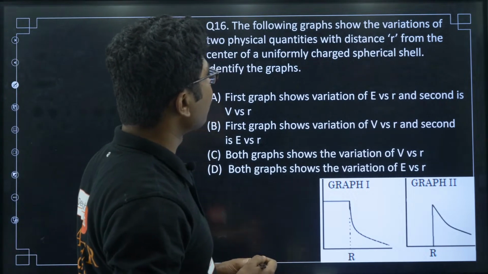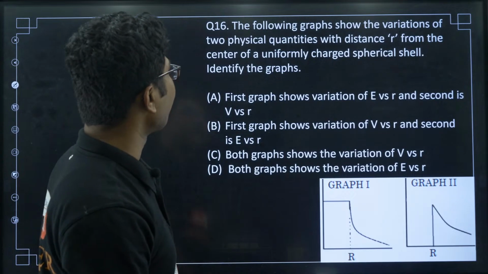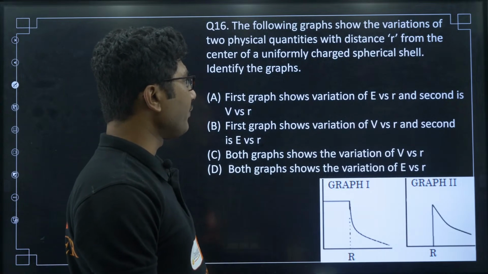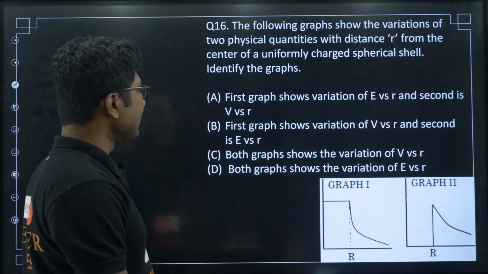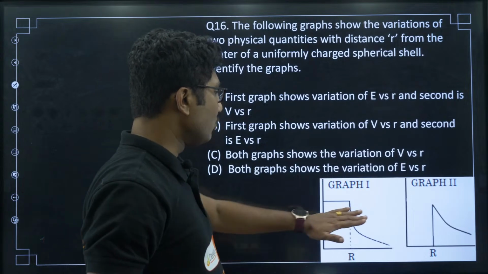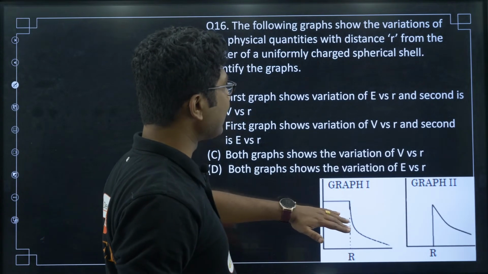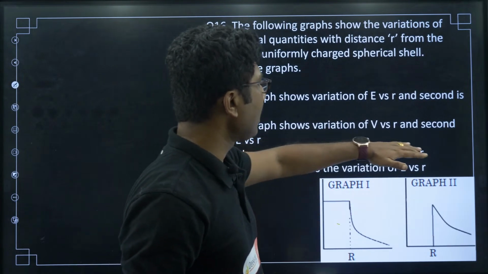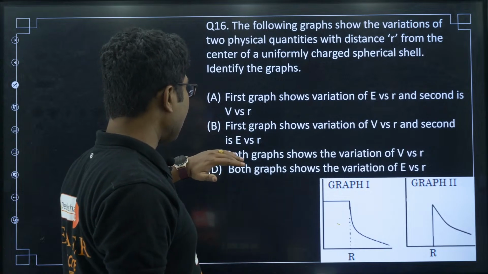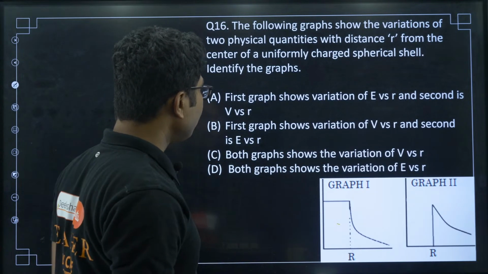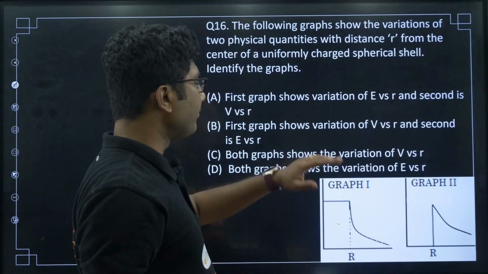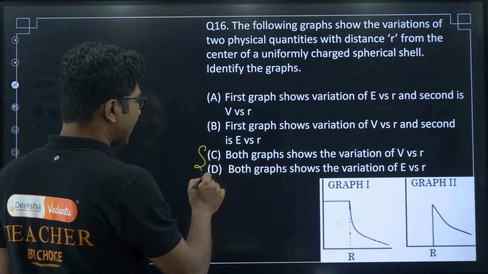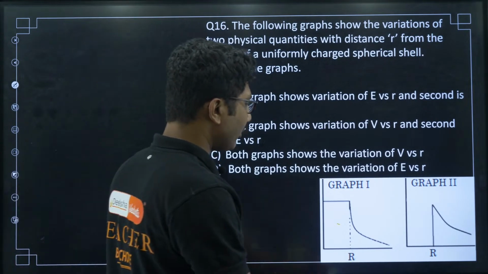The following graphs show the variation of two physical quantities with distance r from the center of a uniformly charged spherical shell. First graph shows the variation of E versus r and second is V versus r. The options: first graph E versus r, second V versus r; first graph V versus r, second E versus r; both graphs V versus r; both graphs E versus r. Again, these last two options cannot be correct, so 50-50 is already applied.